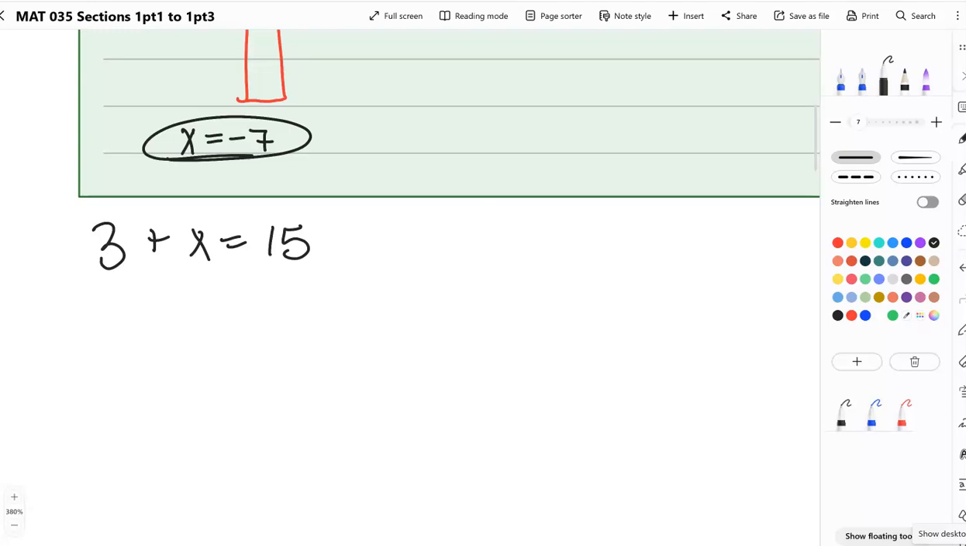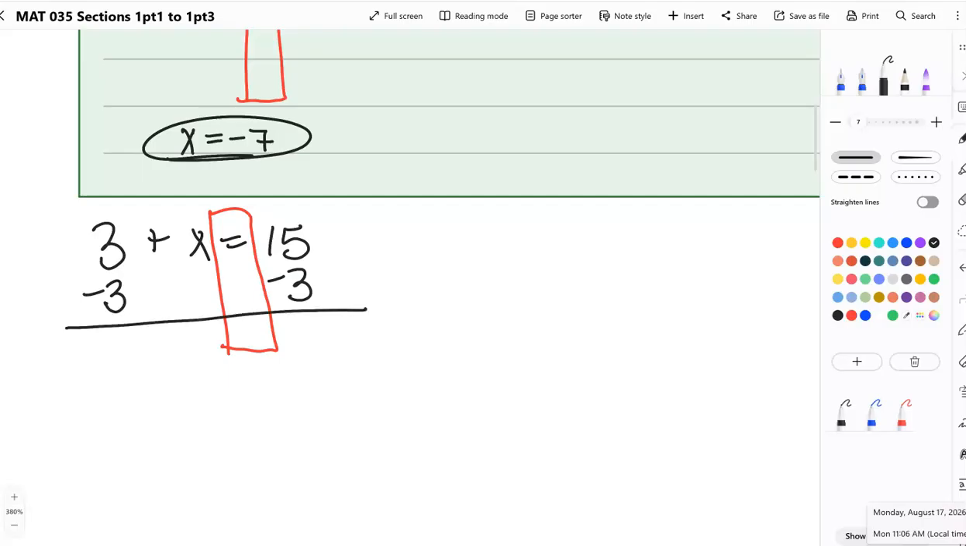So I've got to think about, how can I zero out this 3? So I'm going to draw my wall. So what would I have to do to the 3 to zero it out? Well, I could subtract 3. So if I subtract 3 from both sides, 3 minus 3 is 0. So now I have just that x left on the left, and 15 minus 3 is 12. So we're going to get x is equal to 12 there.